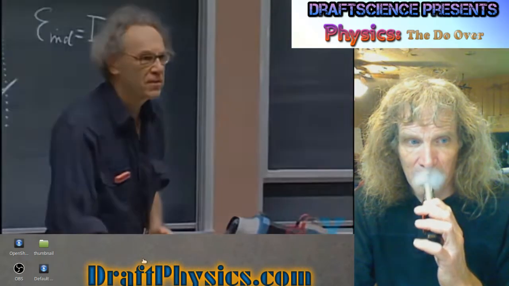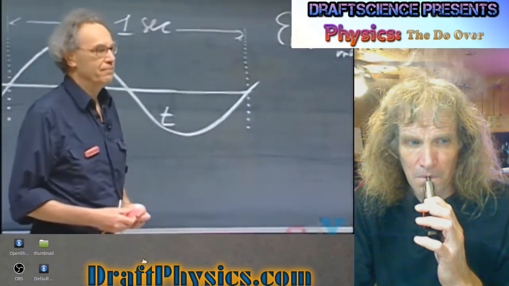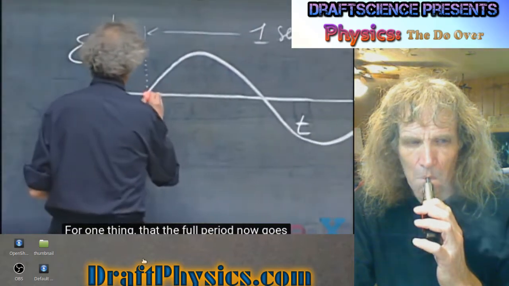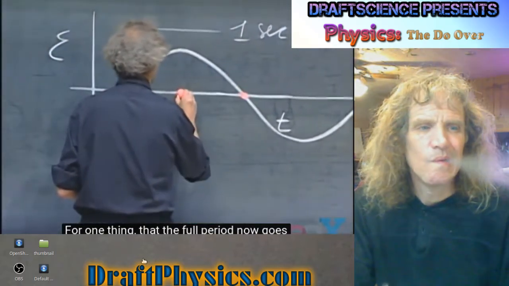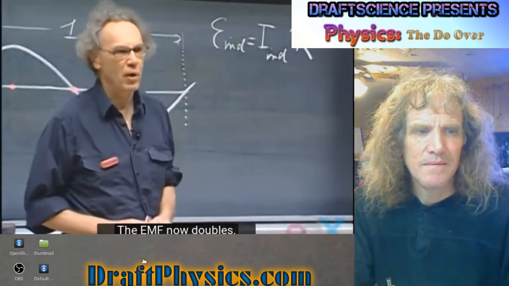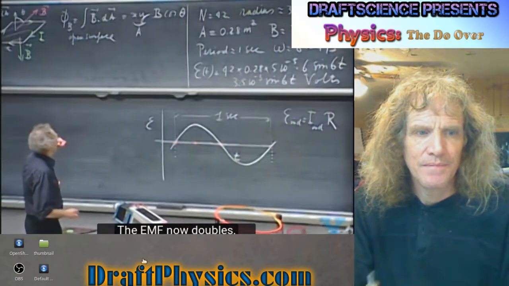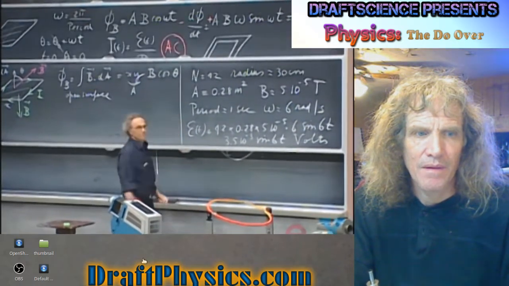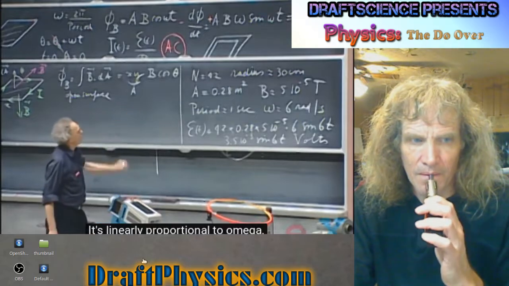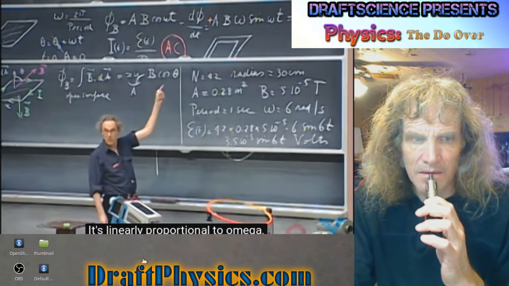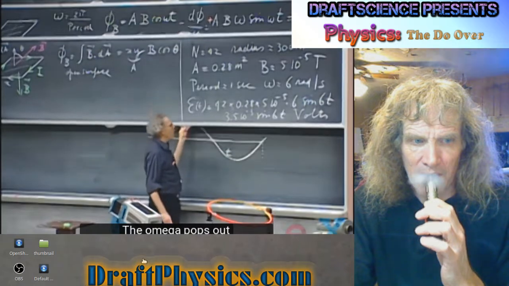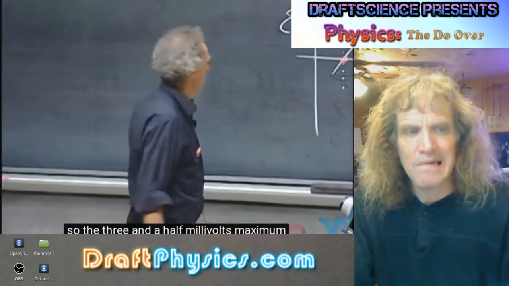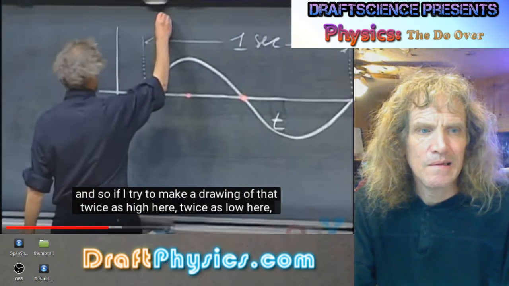Suppose now I rotate twice as fast. I double omega. Two things are changing now. For one thing, the full period now goes from here to here only in half a second. But there's something else that changes. The EMF now doubles, because look at my equation. There is an omega in there. It's linearly proportional to omega, because it's the dphi/dt that matters. The omega pops out. And so you now get double the EMF. So the 3.5 millivolts maximum would become 7.